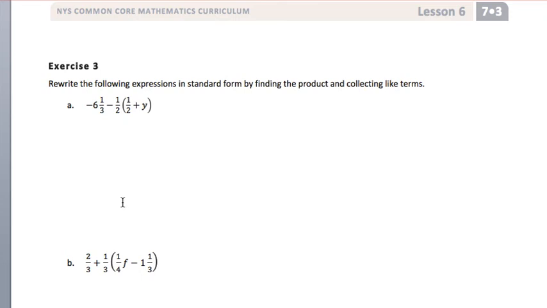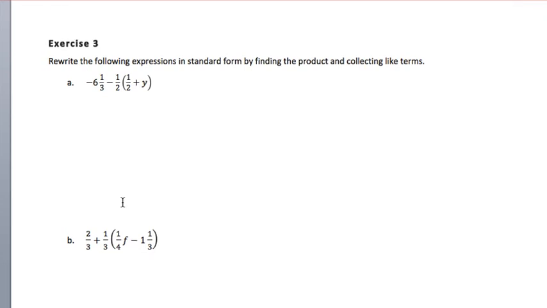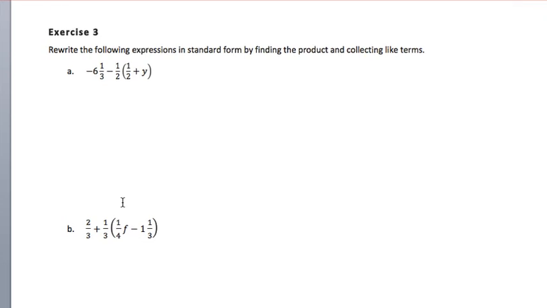Following that same guideline, we're going to rewrite some expressions the same way. So we start with negative 6 1/3, and then we have to change our subtraction to addition. And the term after it has to become the opposite. And then we are multiplying times 1/2 plus y.